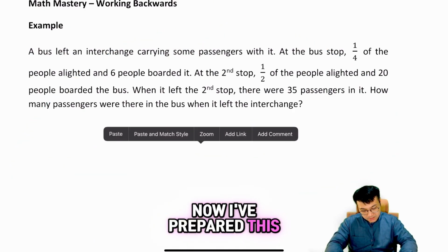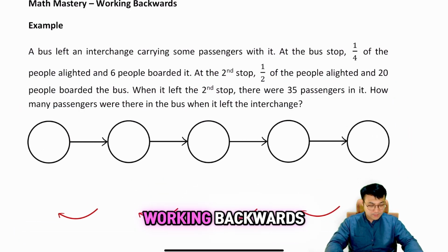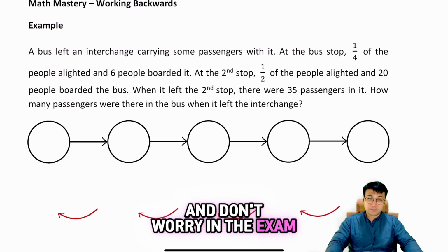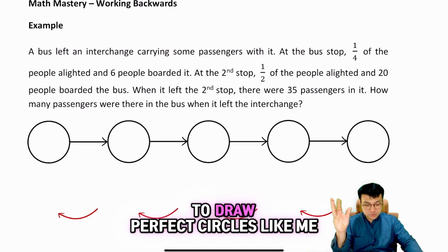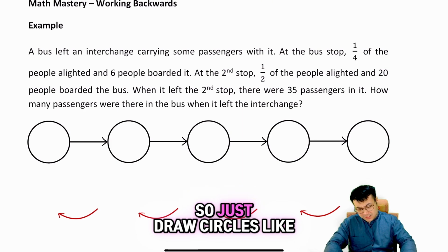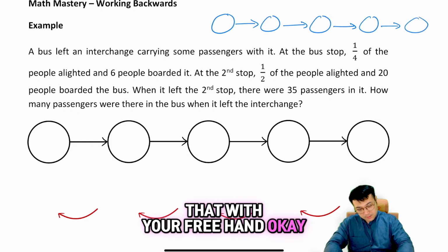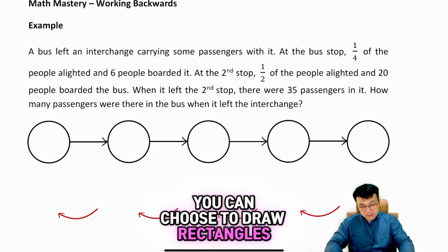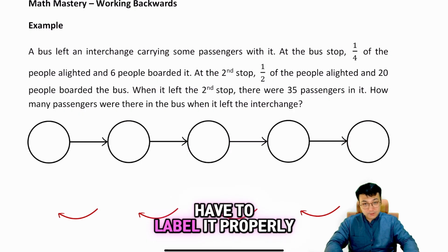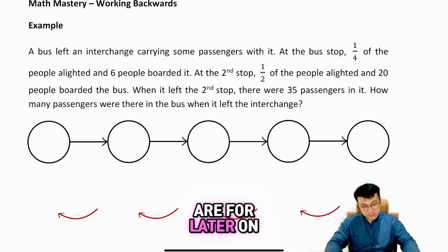Now I've prepared this. This is the blueprint for working backwards. And don't worry, in the exam, I do not expect you to draw perfect circles like me because I'm using an iPad. So just draw circles like that with your free hand. Okay? You can choose to draw rectangles, it doesn't matter, but you have to label it properly. Now just ignore these arrows. I'll tell you what they are for later on.